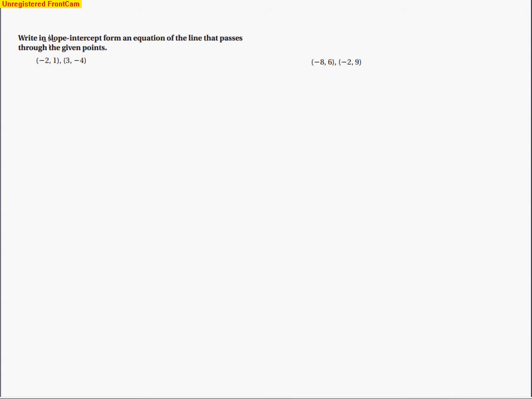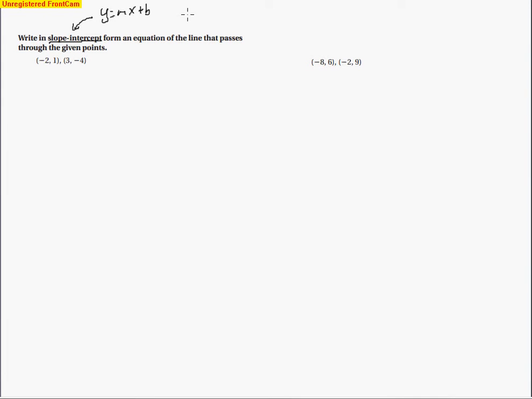Well, let's take a look at these two problems here. Here it asks for the slope-intercept form. So slope-intercept is y equals m times x plus b. Let me fix that, I don't need the parenthesis there. y equals mx plus b is the slope-intercept form.